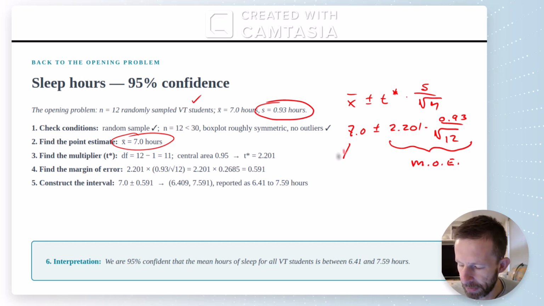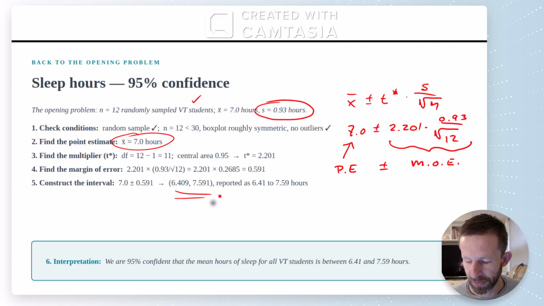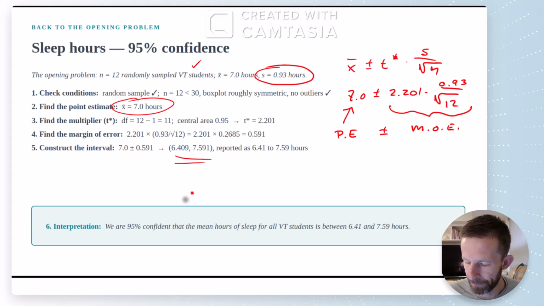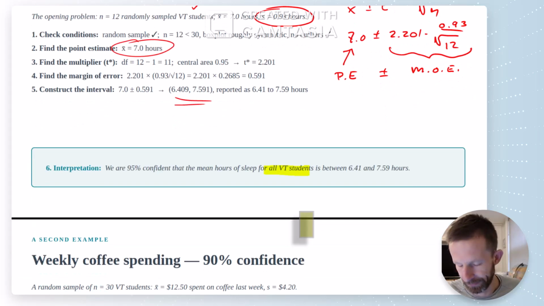So we have the point estimate plus or minus the margin of error. And when we do that, we'll end up with this interval, 6.409 to 7.591. And we would say we're 95% confident that the mean hours of sleep for all students at Virginia Tech is between 6.41 and 7.59 hours.